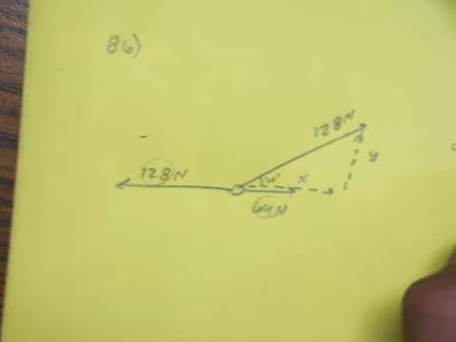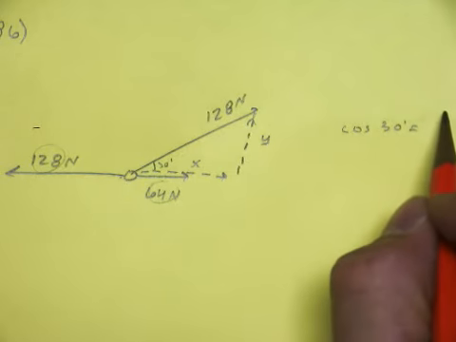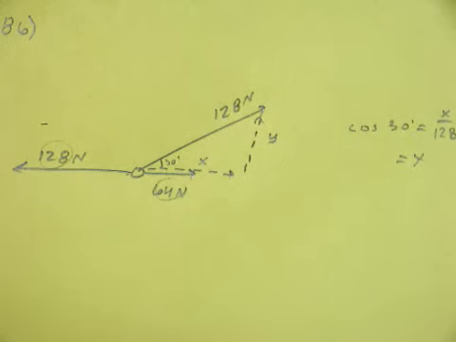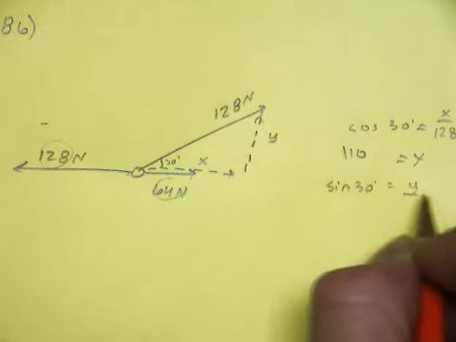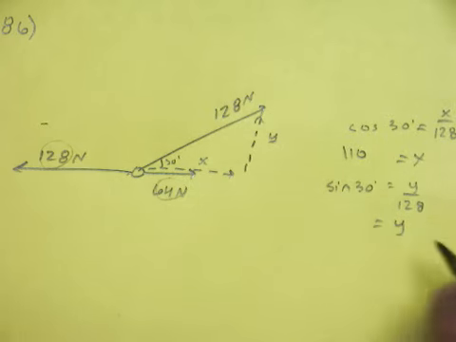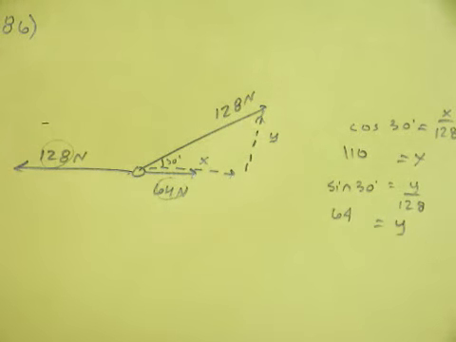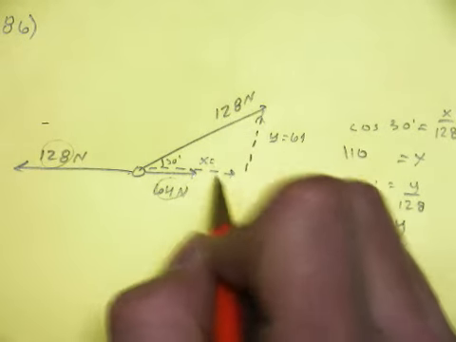So I'll say the cosine of 30 degrees is equal to x over 128. So x will come out to be 128 cosine 30, 110. And I'll say that sine of 30 degrees is equal to y over 128. So y will equal 64. Oh, it's always half. Should have known that. So I know that this is 64, and I know that this is 110.